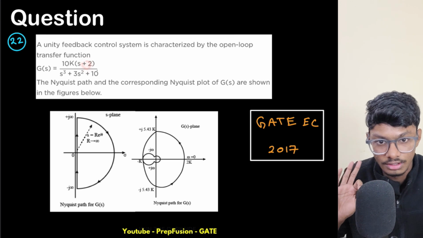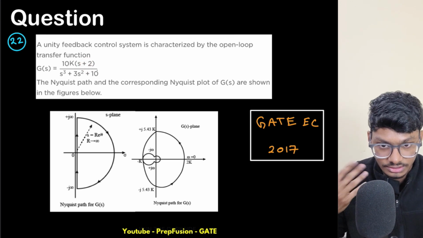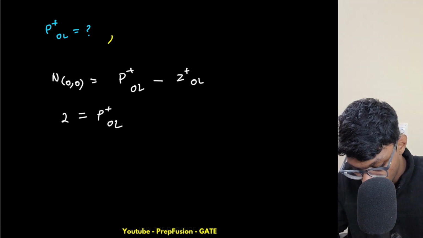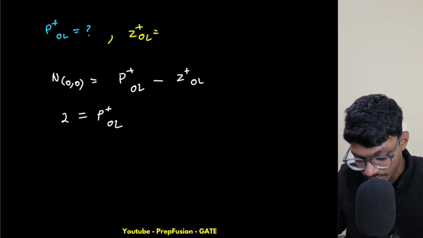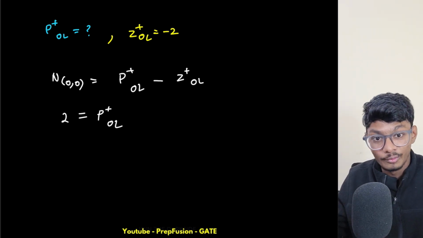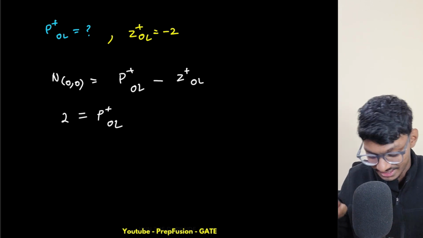It is only s equals to minus 2 that is one of the zeros, and it is on the left hand side. So Z_OL plus is 0. We have been given the information about Z_OL plus, and from there we have to find the P_OL plus, and from there we'll find the Z_1+OL plus. So it is like circling around, right?